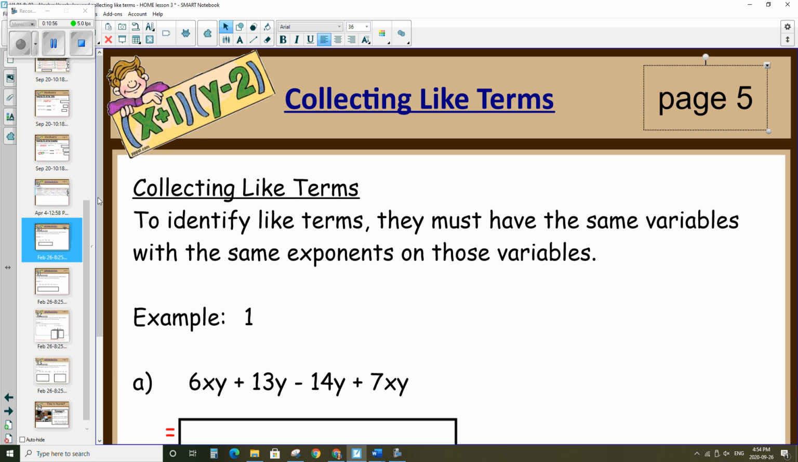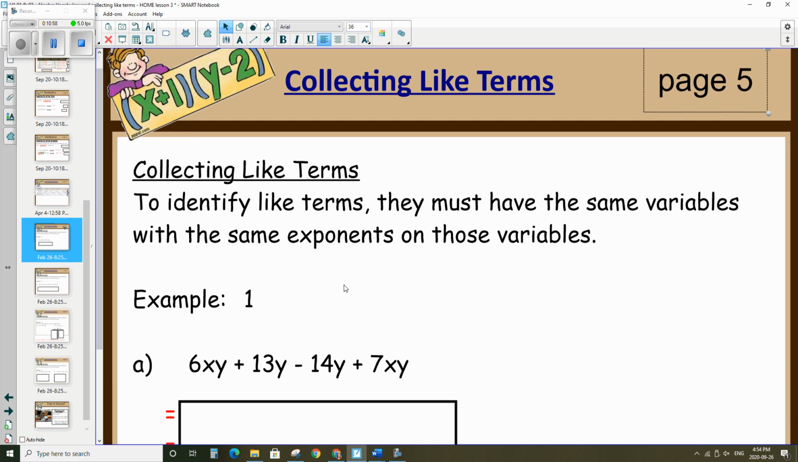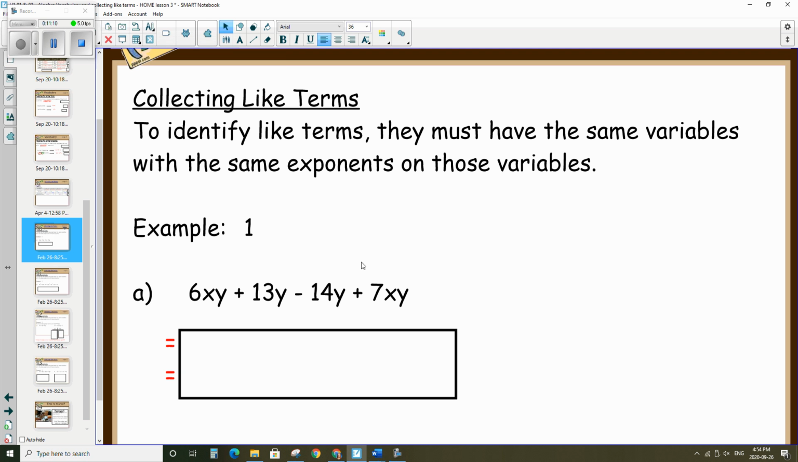Almost done. Collecting like terms. All right, so how do you collect like terms? To identify like terms, they must have the same variables with the same exponents on those variables. Okay, so like terms have the letter parts that are exactly the same. So if you look at this expression here, which ones are exactly the same? This has an x and a y, and this one also has an x and a y. An xy is the same thing as yx. So sometimes you'll see xy, and sometimes you'll see yx. Those are considered terms with the same variables, all right?